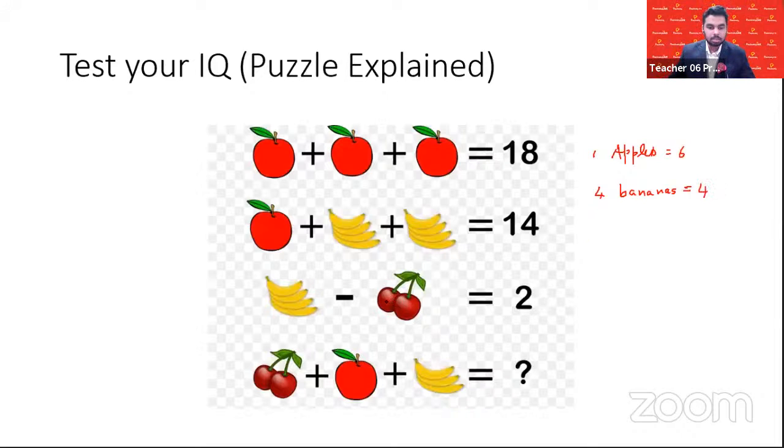So 4 minus these 2 cherries is 2, which means the 2 cherries is equal to 2. Coming to the final row here, we have 2 cherries plus 1 apple plus only 3 bananas. You should be careful now. The cost of 1 banana is 1, so 3 bananas is 3. So this should be 3 plus 6, 9, plus 2. The final answer should be 11. I can see many of you have posted this rightly in the chat box. Congratulations for finding that.